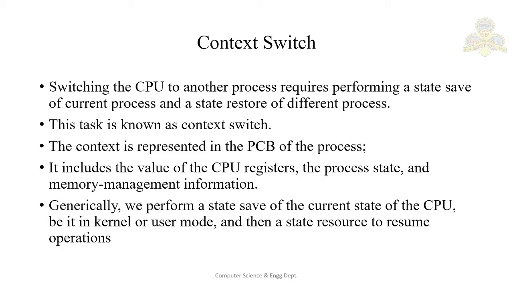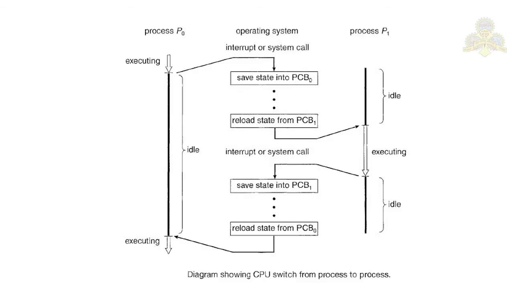So let's study about this context switch. Context switch means switching of your CPU to any other process that requires performing a state save of the current process and a state restore of a different process. Now this process we call a context switch. If you could remember the diagram which we had seen while discussing the PCB, let me just show you that diagram. So yeah, this is the diagram.